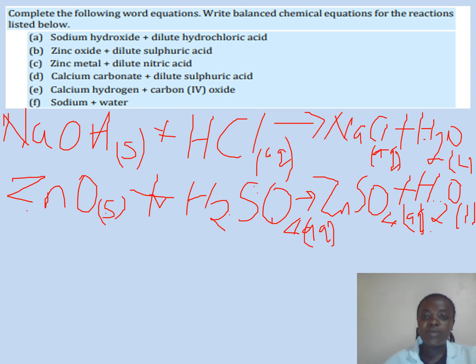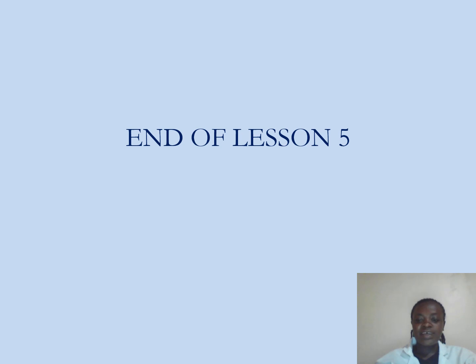And that is how we write balanced chemical equations. So make sure you write the rest for you to continue learning on how to write balanced chemical equations. So that marks the end of our lesson 5 and also the end of chapter 1 of the Form 2 chemistry.